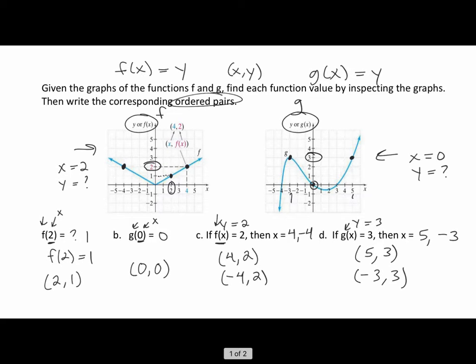And that can happen with nonlinear functions. You can have more than one point where x is different but y is the same. But you wouldn't have it the other way where y is the same, because that's not a function.